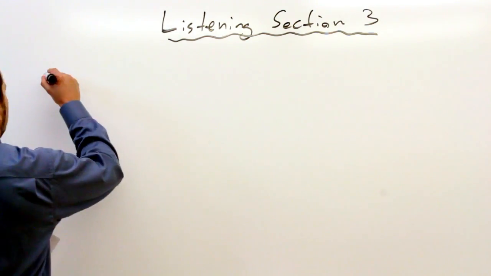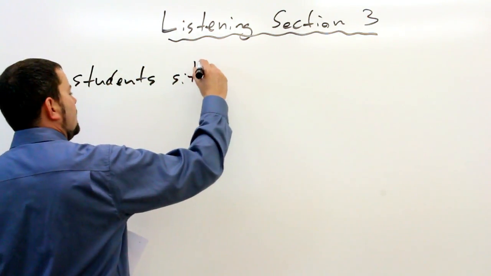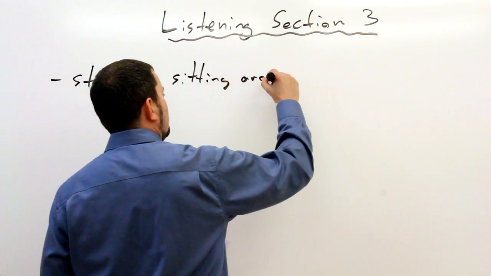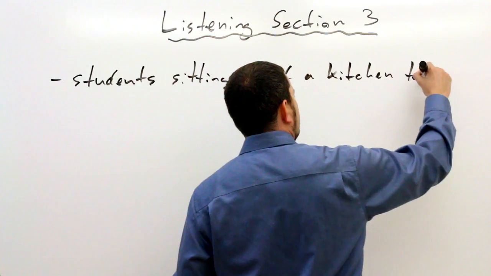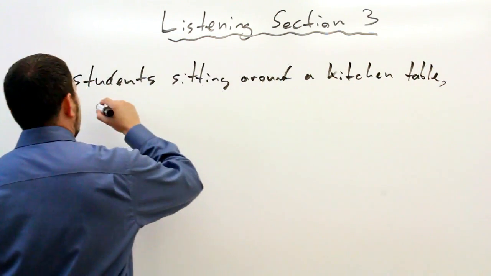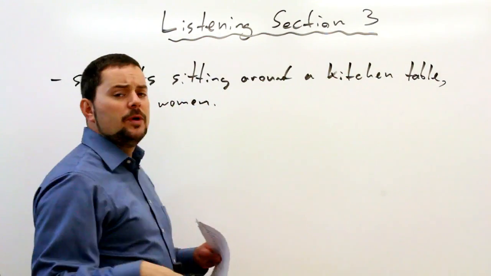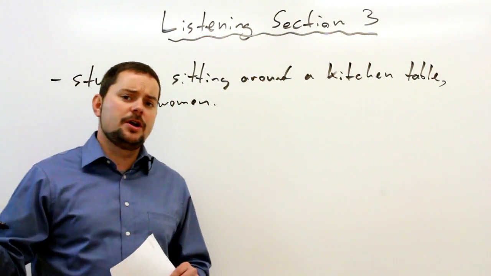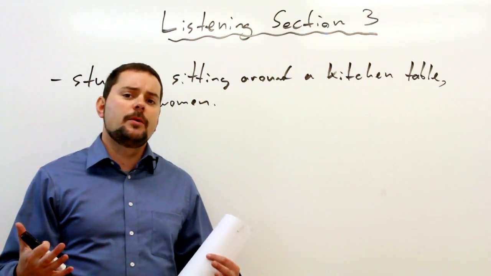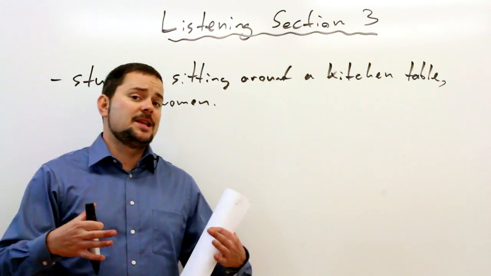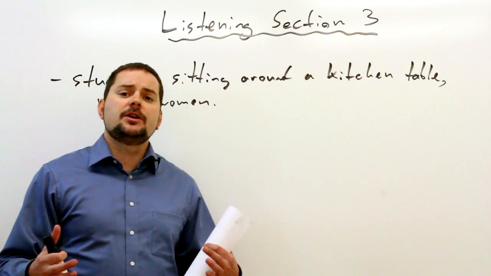So students sitting around a kitchen table, and I saw some men and women, because we get that information from the question. So I saw a long-haired girl, I saw a short-haired girl, I saw a short-haired guy, I saw the clothes that they were wearing, they were facing each other, they were sitting at a round table in a family kitchen, and they were discussing their group project.